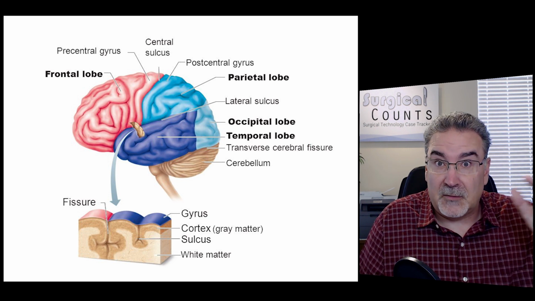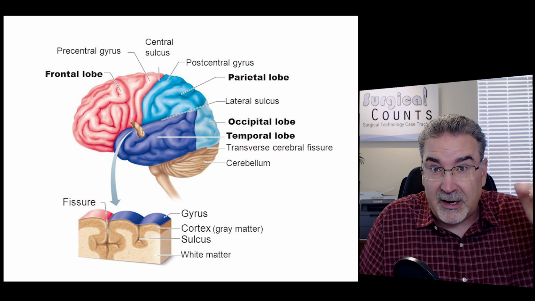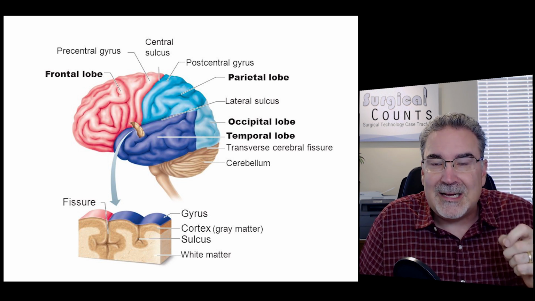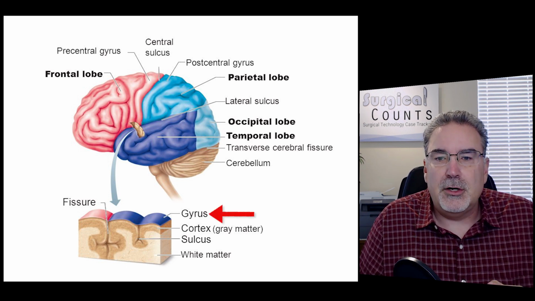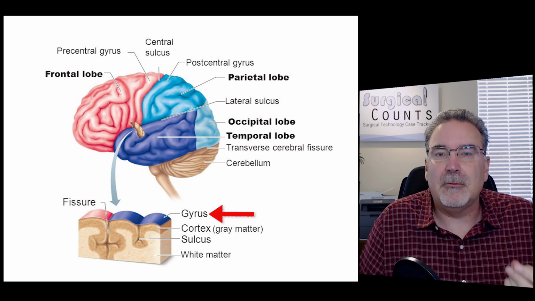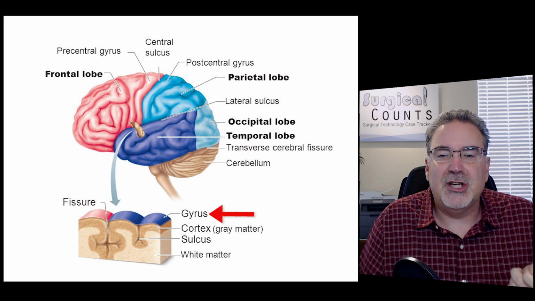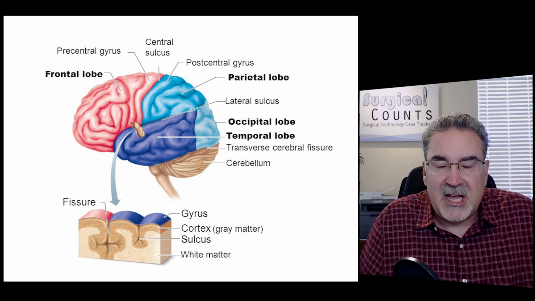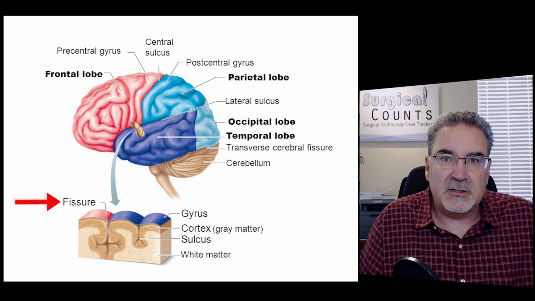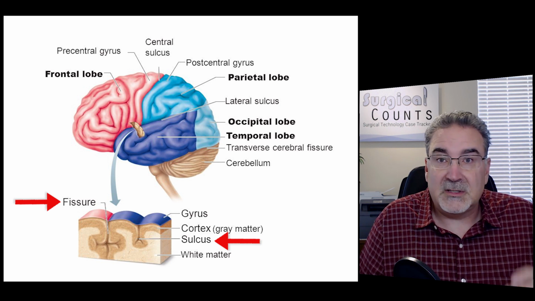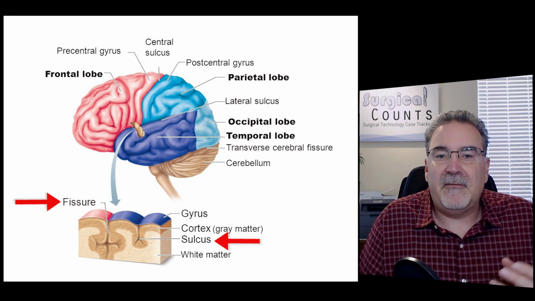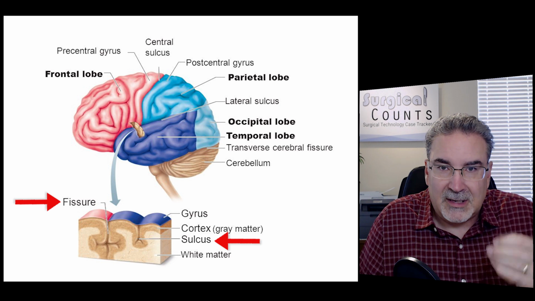Now, across the surface of the brain, we have these bulging areas and we have these little indentations. Each bulge is known as a gyrus. So a bulgy area, the rounded part, is a gyrus. And then the little indentations, we have fissures and sulci, or a singular sulcus. So a fissure or a sulcus is one of the little indentations.